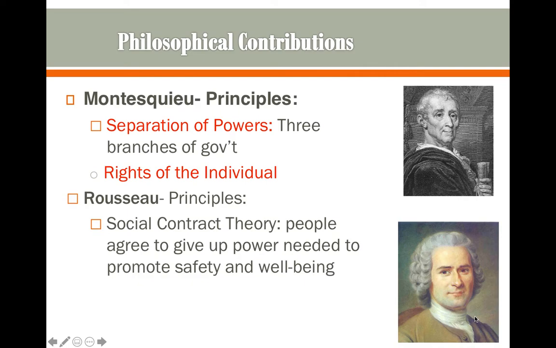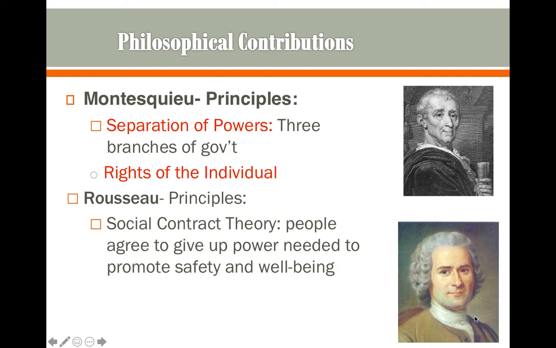You also have Rousseau. He believed in this thing called the social contract theory, that people agree to give up power needed to promote safety and well-being. So even though we are a free society, we will give up those freedoms to the government so the government can do its job. And we see that through people obeying different state laws when it comes to pandemics, that you give up your rights in order for the government to do their job and to thrive and to protect other people's rights. That's kind of the idea there.